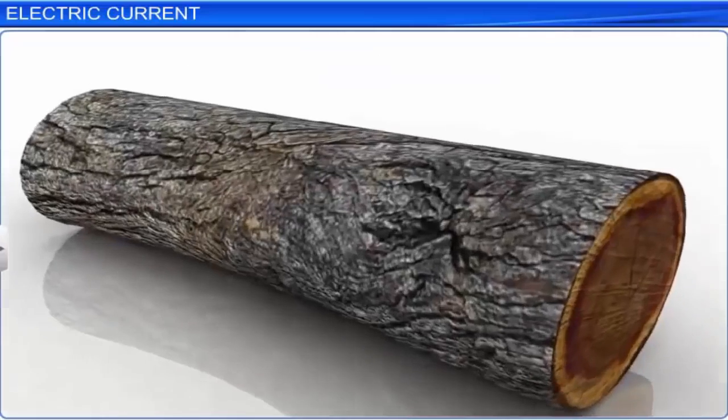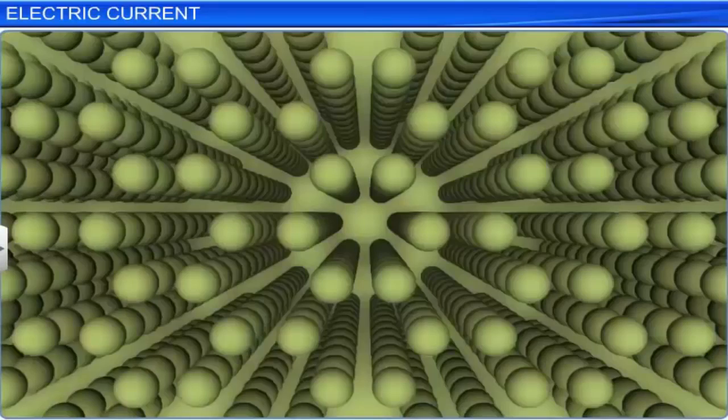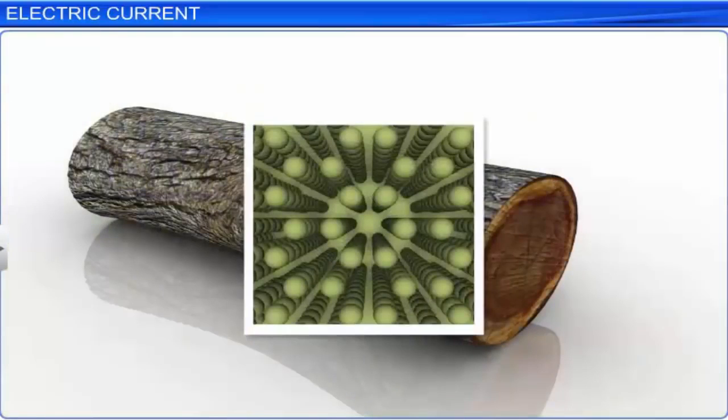There are some materials whose electrons are totally bound to their nuclei and can't be separated even on applying an electric field. These materials are called non-conductors or insulators.